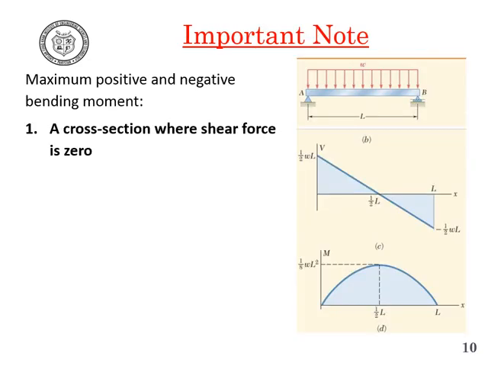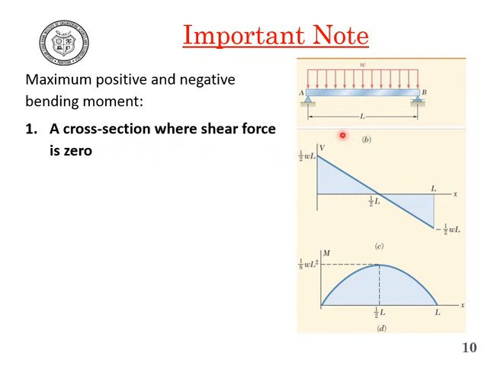Now, some important notes regarding where your maximum positive and negative bending moment can occur on the beam. That all depends on the type of beam support as well as the loading condition. For example, the maximum positive or negative bending moment can occur at a cross section where the shear force is 0.